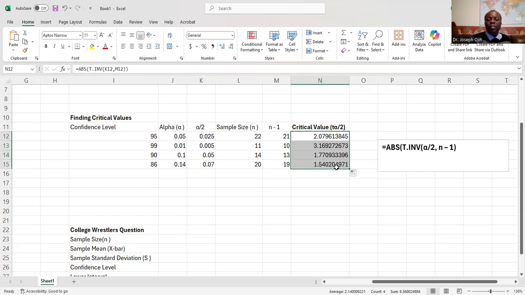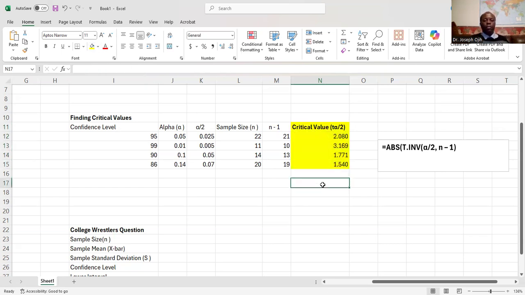And usually we have it in 2 decimal places. So we're going to change it to 2 decimal places. Okay. And those are our critical values right there. Any question on what you just did? Okay, no question. Good.